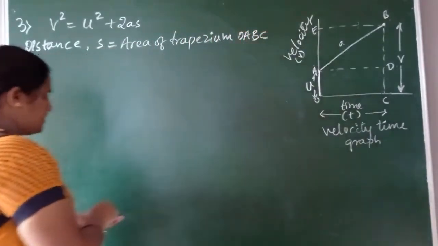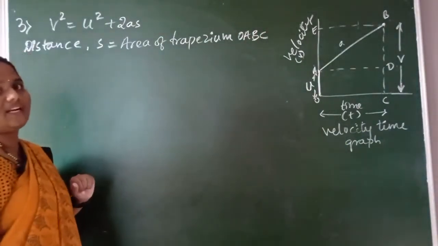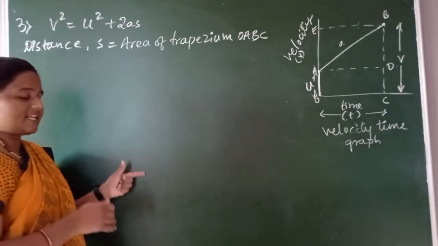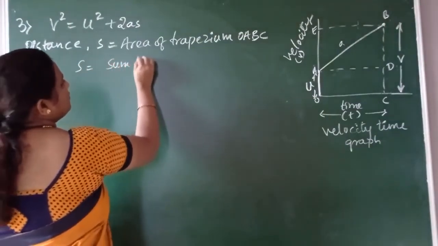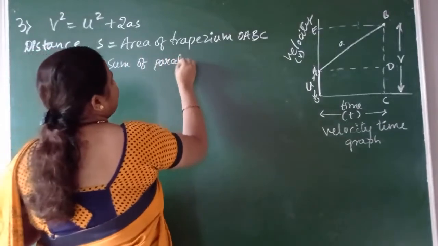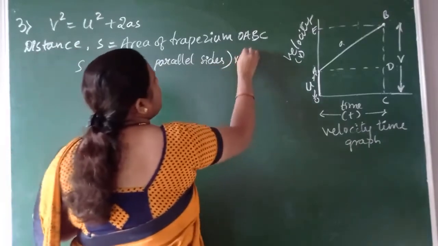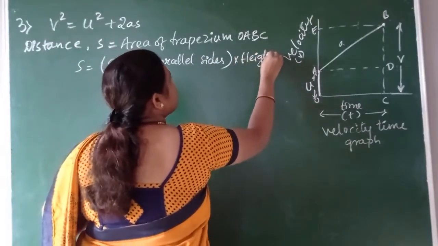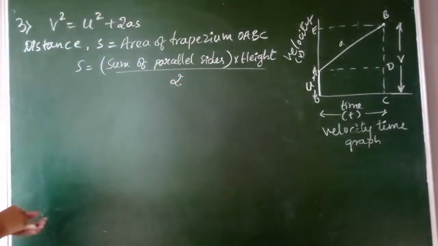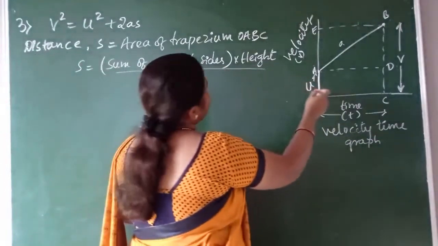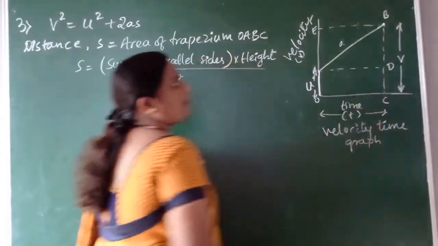Isn't it, children? So what is the formula for the area of a trapezium? Sum of parallel sides into height divided by 2. Which ones are the parallel sides, children? OA and BC are the parallel sides.